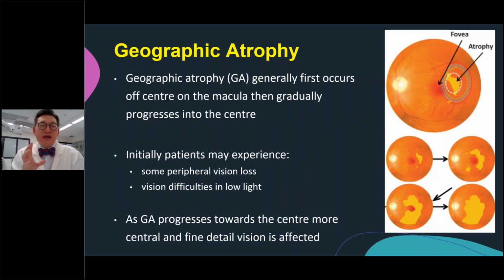When geographic atrophy first occurs, it's often not directly in the middle. It's often a little bit on the side. And so initially a patient may not notice too much. They might notice that when they're reading, the letter a little bit to one side is less clear. But as geographic atrophy enlarges, it begins to move more towards the center, and that is when the fine vision is affected.